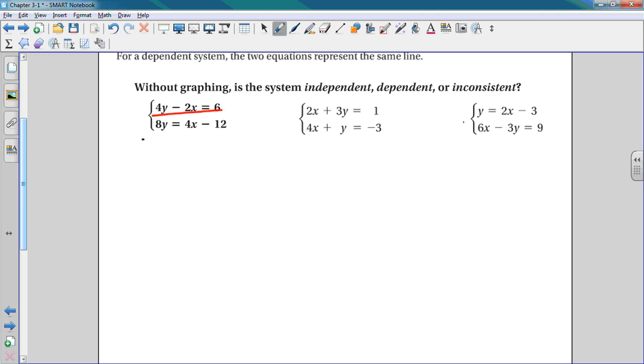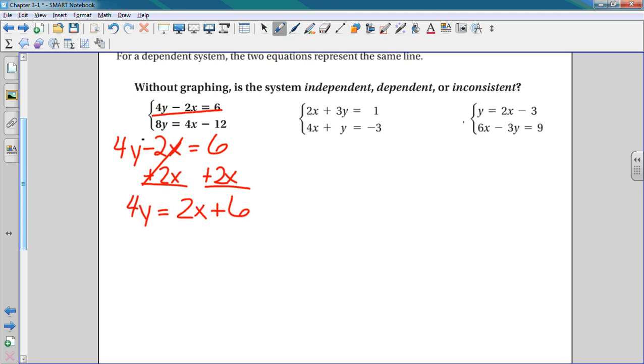Take the first equation, 4y minus 2x equals 6. Make sure you're following along. You're going to need these equations in just a minute. Add 2x to both sides. So I have 4y equals 2x plus 6. I'm just solving for y.